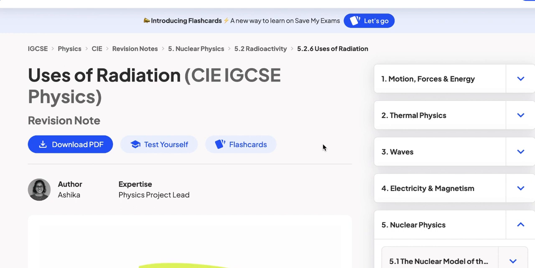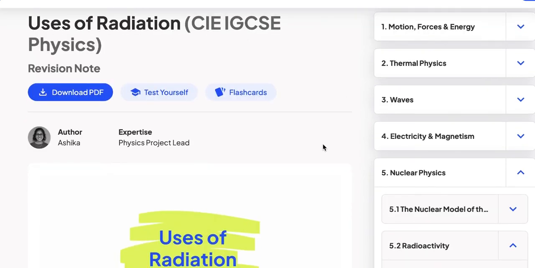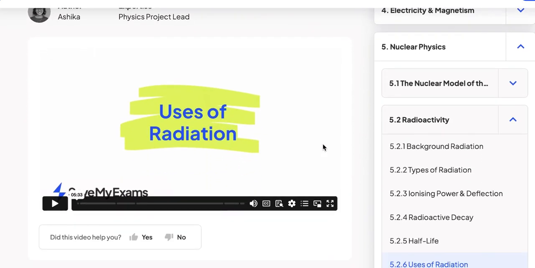Today we'll be looking at the last part of nuclear physics, and today we'll be looking at radiation. Okay, we'll be looking at radiation. Now, before we go into the uses of radiation, let's listen to this tutorial to find out to our advantage.